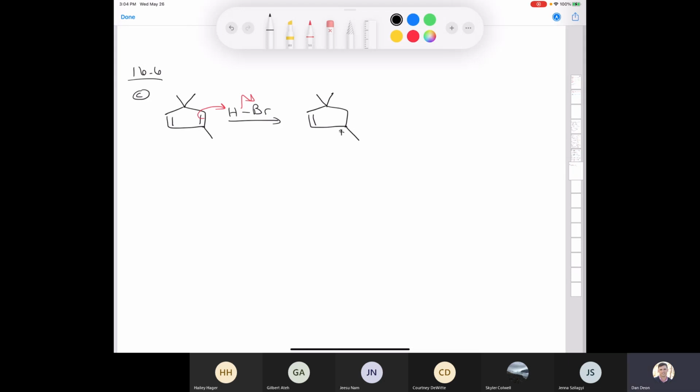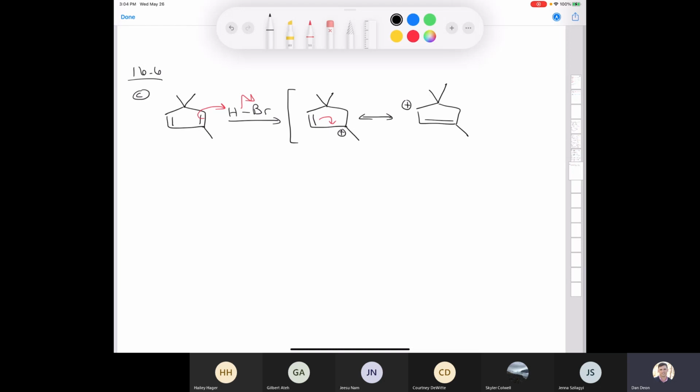Our carbocation is right here, and let's draw the resonance contributor for it. So when we draw the resonance contributor, the curved arrow is going to look like this. We're going to have the double bond here. We're going to have our positive charge here. We've got a methyl here, and we've got the gem dimethyl like that.